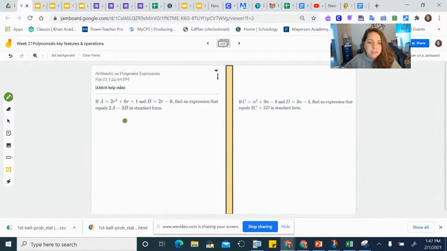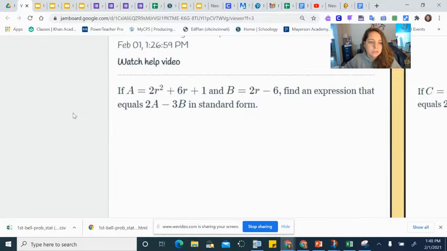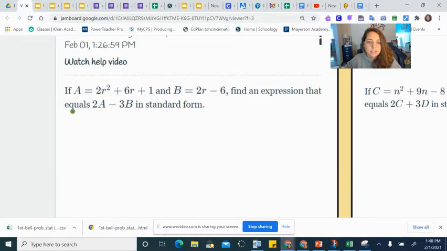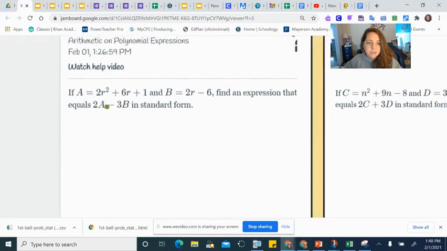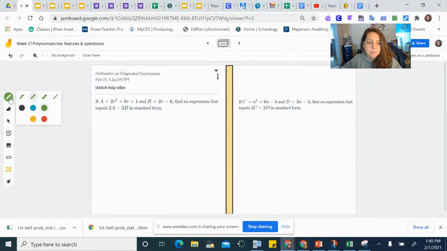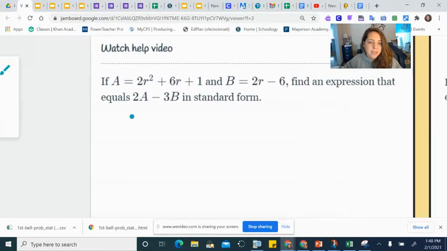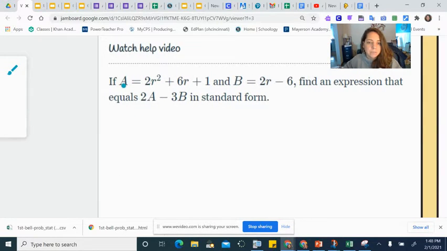Okay, now these get a little bit trickier. This is like the algebra 2 version of this, right? Where it says, if A is this and B is this, find an expression that it equals 2A minus 3B. All right, so I'm going to kind of color code this. So let me make A this kind of bluish looking color.